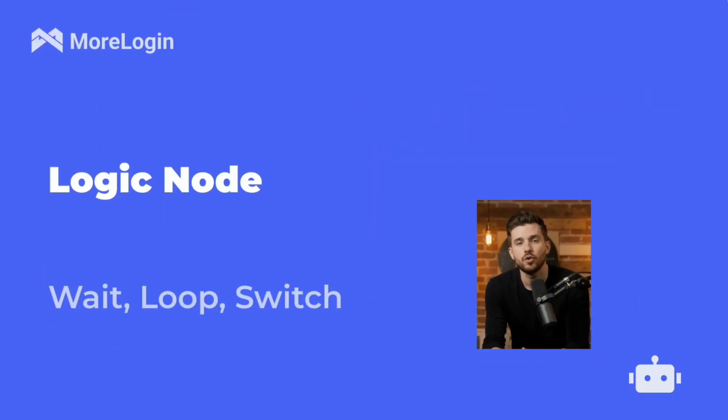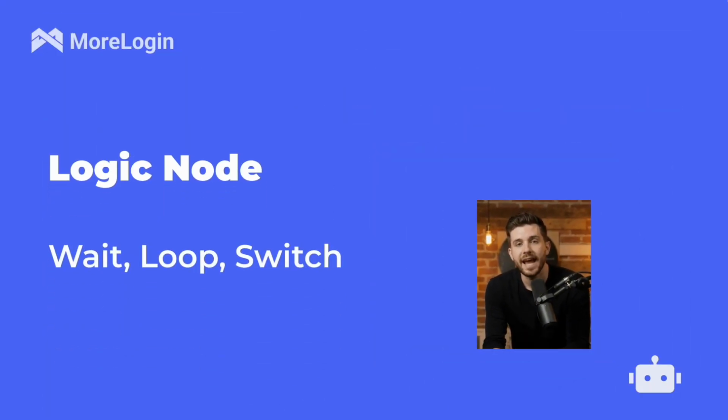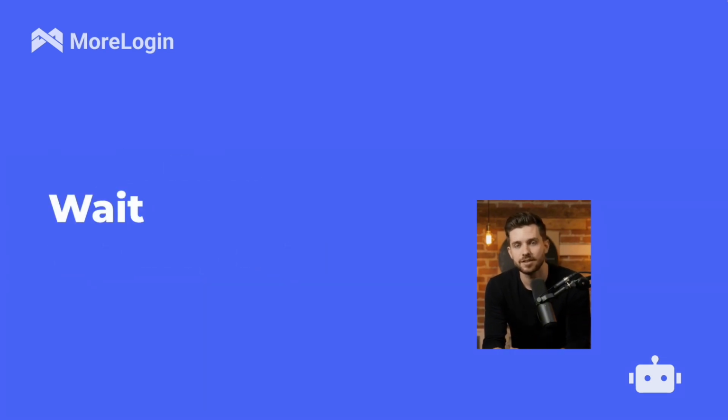Today we'll dive into 3 important logic nodes: wait, loop, and switch. They solve different problems, but together, they help your workflow become much more stable and much more flexible. So let's start with the most practical one.